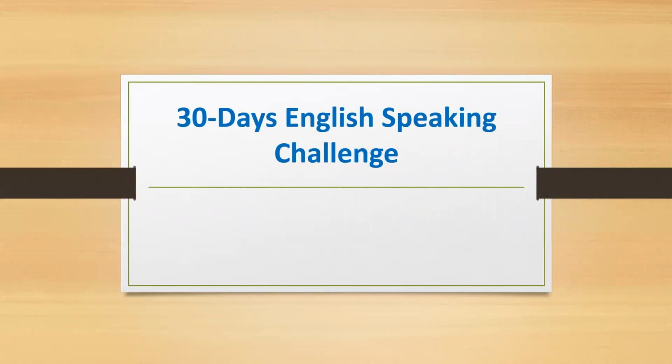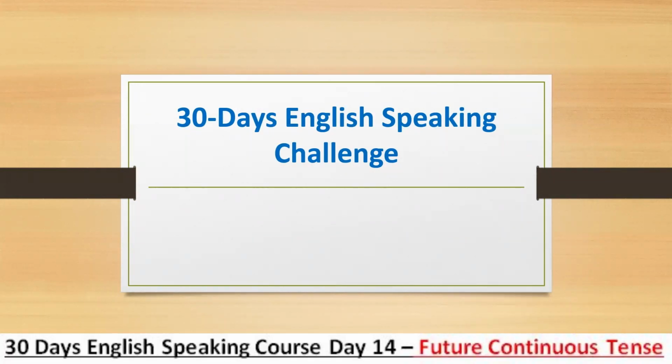In order to speak English fluently and communicate effectively, you have to understand and practice important aspects of the English language like grammar, pronunciation, vocabulary, and communication. In our course, 30 Days English Speaking Challenge, these aspects are explained in detail with examples.